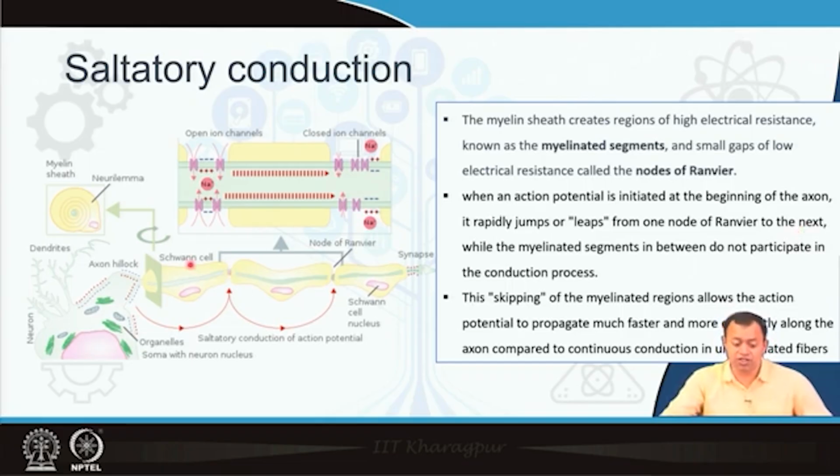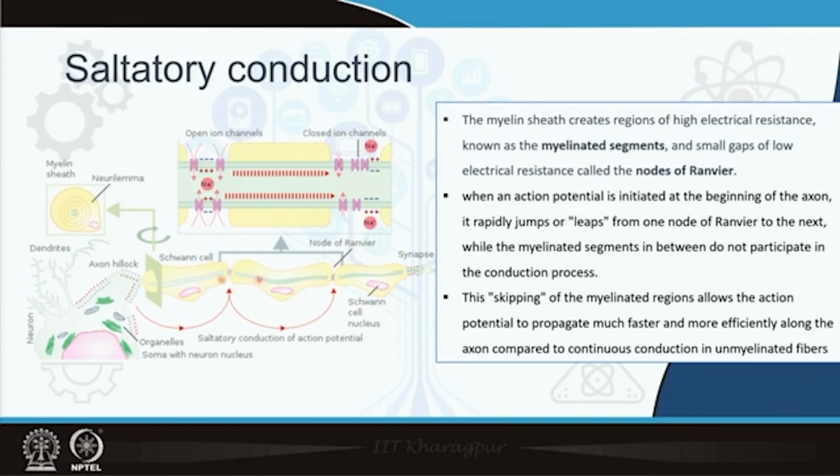You have the least resistance versus high resistance, where will the current go, while the myelinated segment in between does not participate in the conduction process. The skipping of the myelinated regions allows the action potential to propagate much faster and more efficiently along the axons compared to continuous conduction in unmyelinated fibers. So, it skips information, skips. There are several ion channels. You will see potassium and sodium, they simply skip, jump from one area to another area.